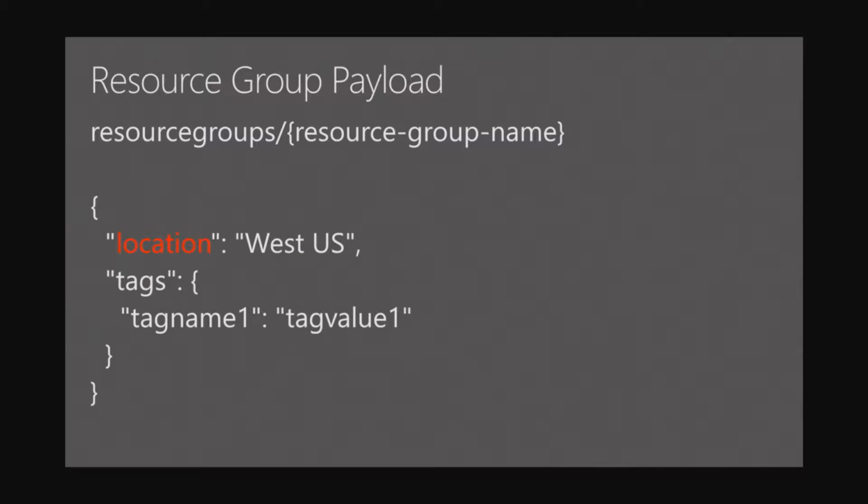So this is the resource group payload when you do a creation of a resource group. So it has a resource group name. It has two properties. One is location, and the other is tags. So tags are optional. Location is mandatory. Since I just mentioned resources in a resource group can span regions, why do you think we need a location here?